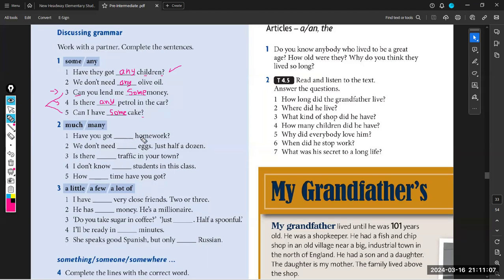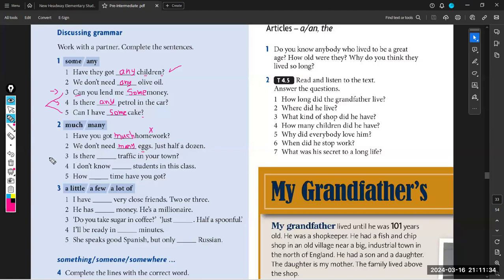Much homework, because homework is uncountable. I have to use much. Have you got much homework? Now, two, we don't need eggs, just have many eggs. Exactly. Why many? Eggs are countable. Bravo, agreed. Eggs are countable, so I have to say many.